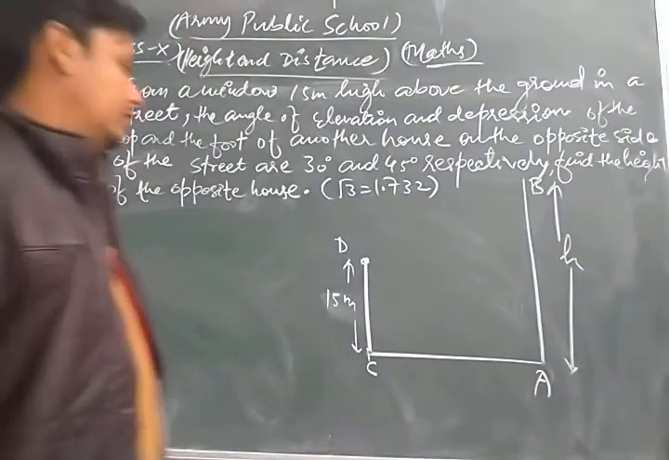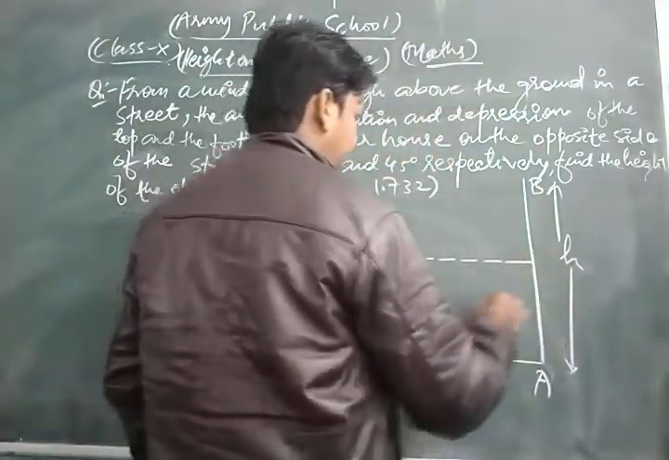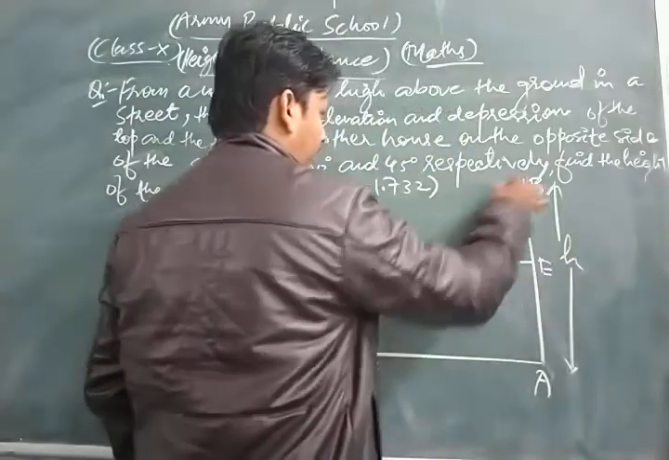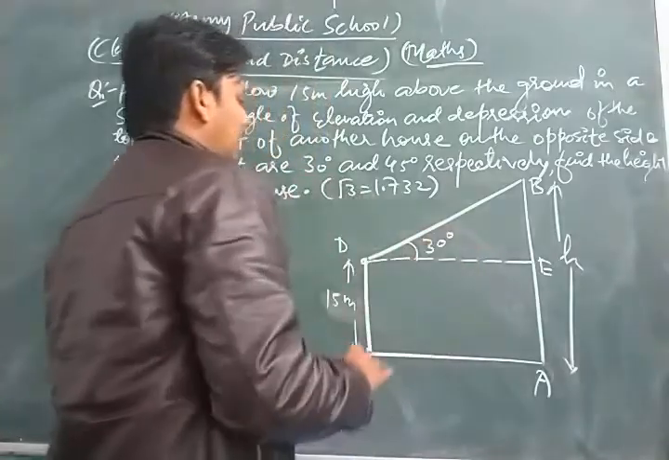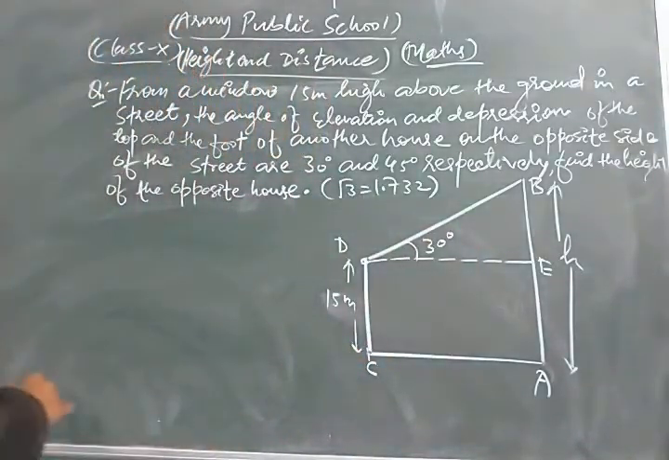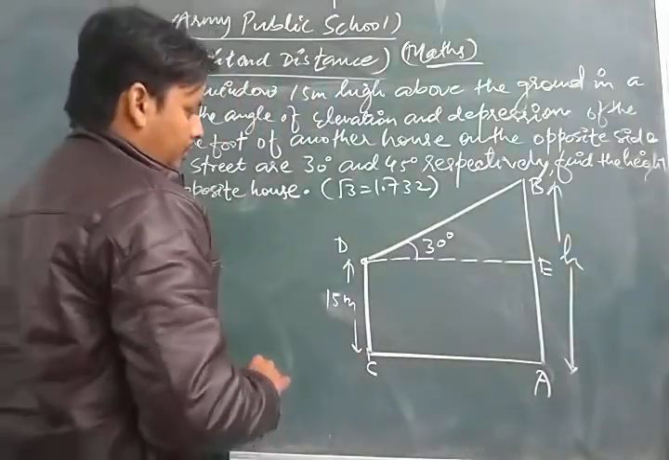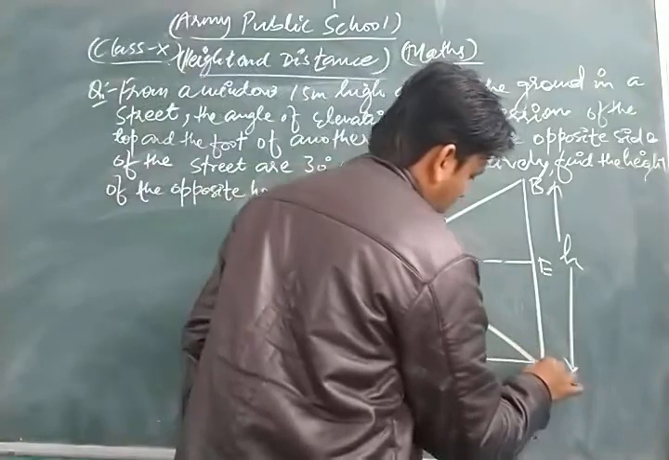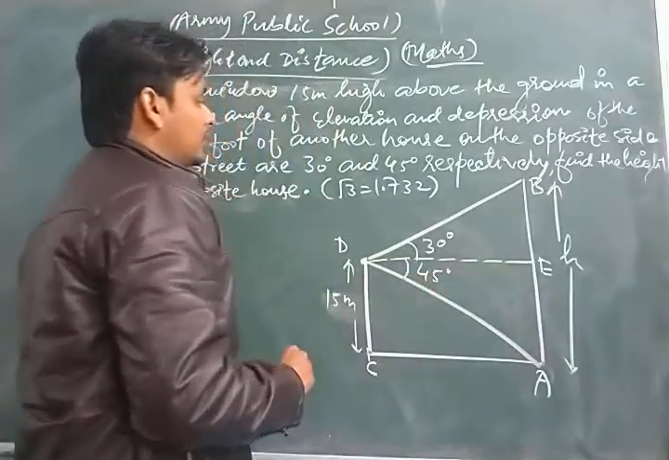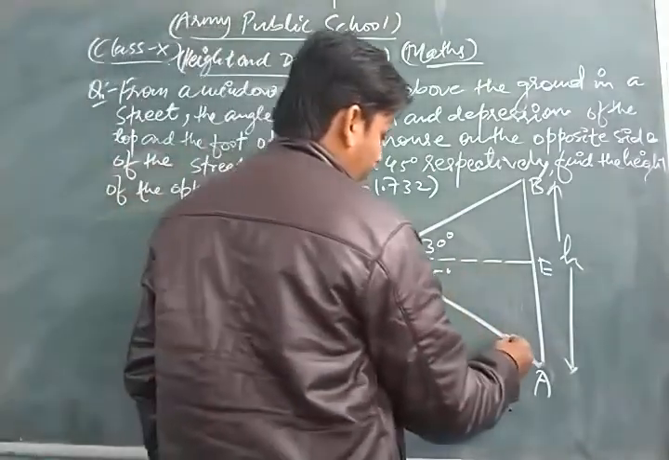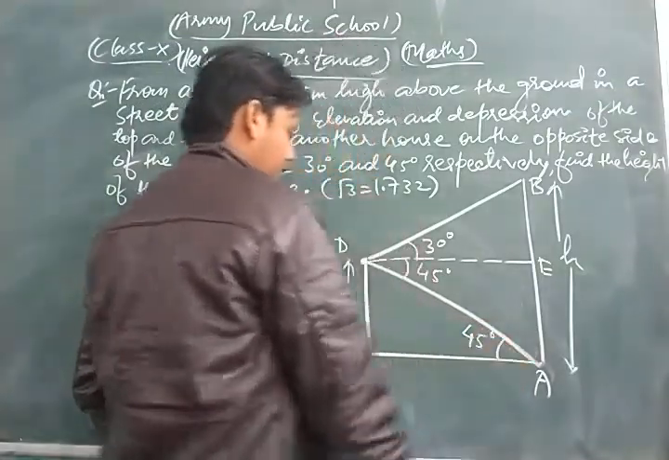The elevation is 30 degree. Now look, first of all we join them. We take point E. From the top, the angle of elevation is 30 degree, and the angle of depression of the foot of the house is 45 degree. This one is 45. Dear friend, this is 45, so this is also equal to 45 degree.